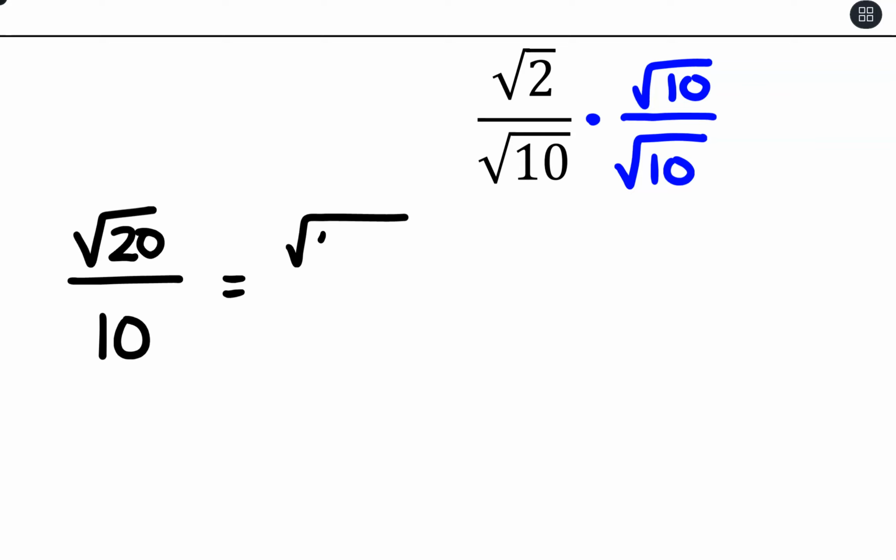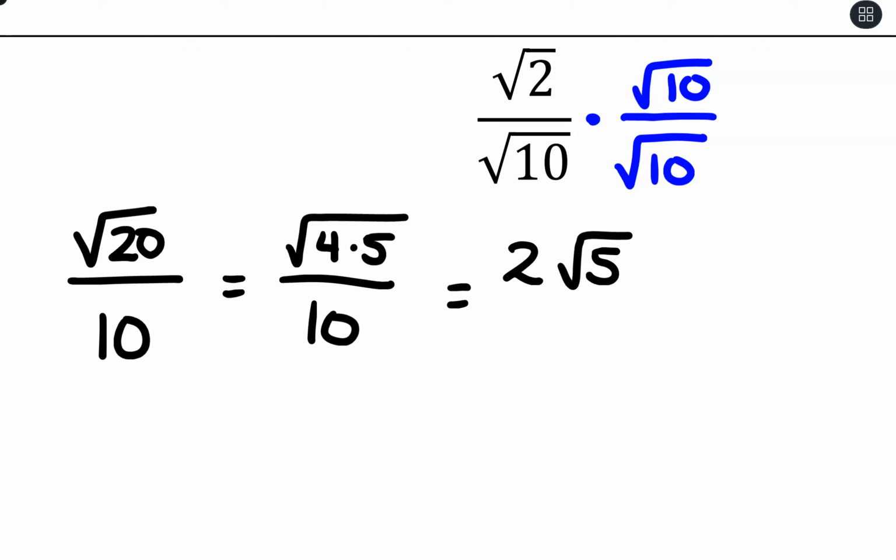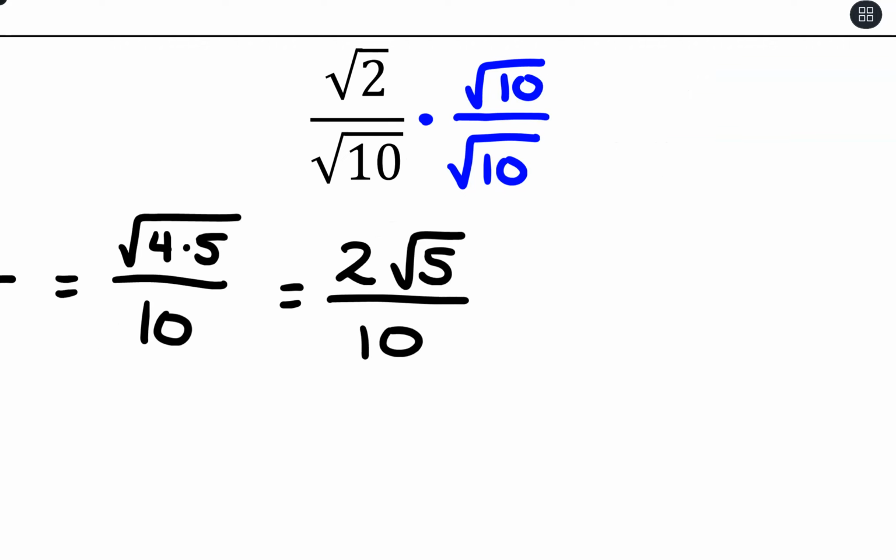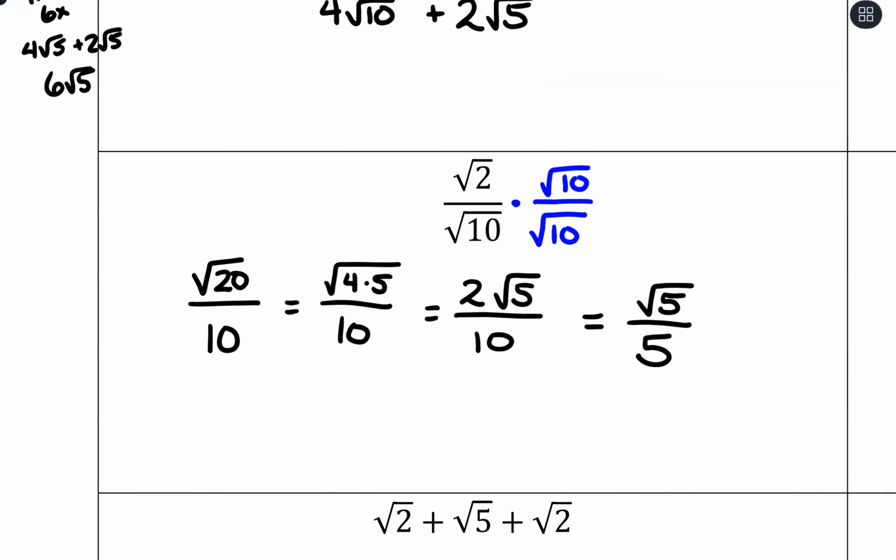20 I could express as 4 times 5. And with that, the square root of 4 will bring a 2 out front. 5 will still be trapped underneath the radical, and then dividing by 10, 2 divided by 10 will leave us with a 1/5. So we have the square root of 5 over a positive 5. And we leave it just like that since we rationalized the denominator.